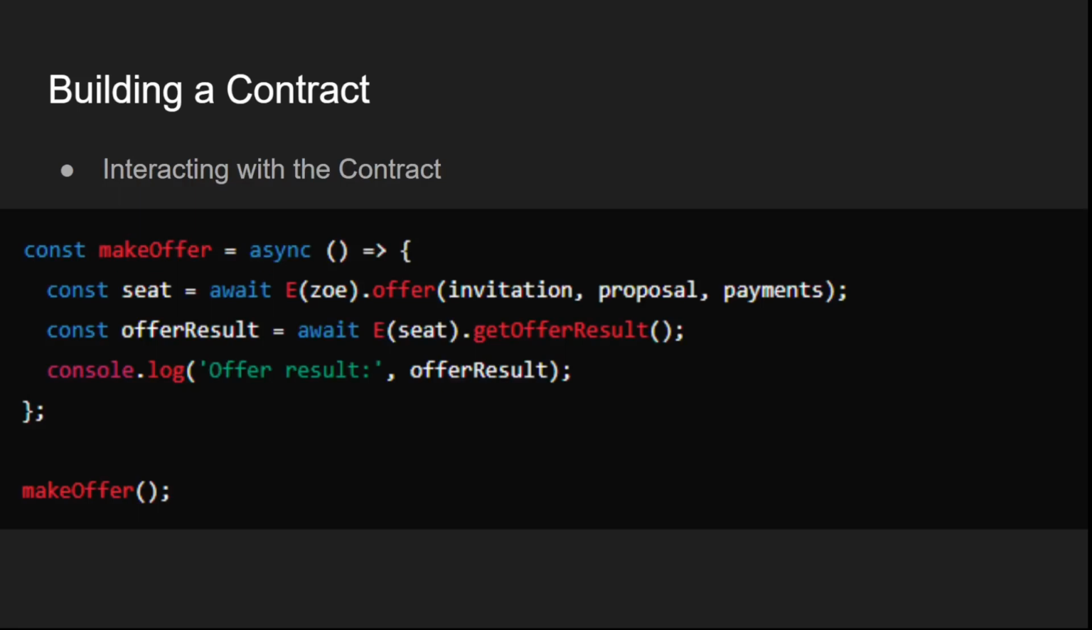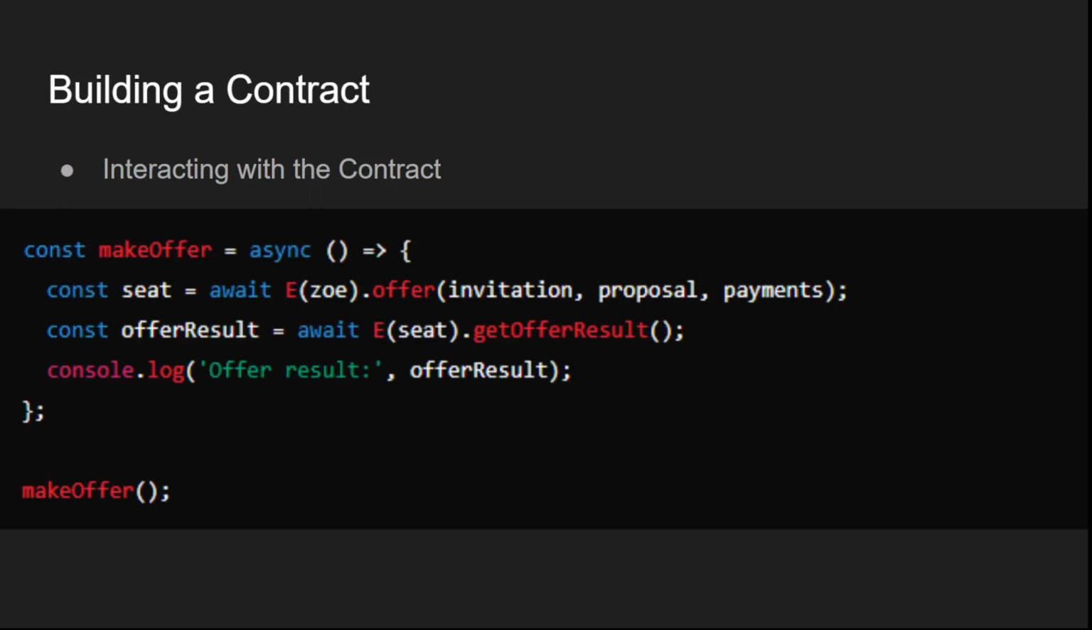After deploying your contract, you need to interact with it to perform operations like making offers, accepting or rejecting proposals, and querying contract states. Interactions can be done using the Agoric CLI, Dapp front-end, or directly through JavaScript code. In this example, we create an offer, submit it to the contract, and handle the result. This demonstrates how you can programmatically interact with your deployed smart contract.